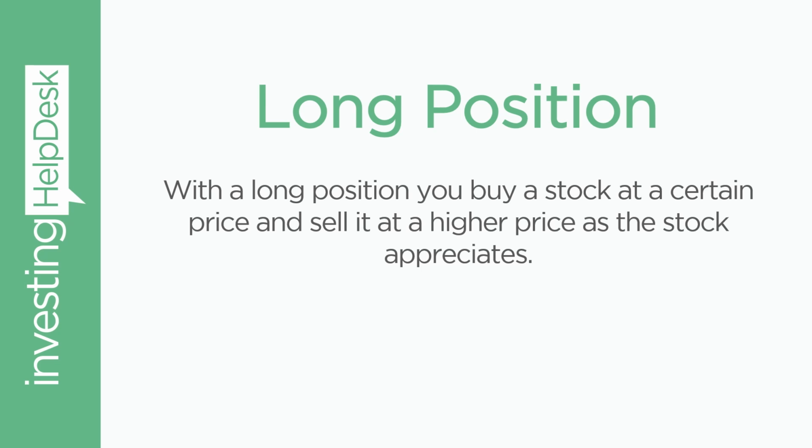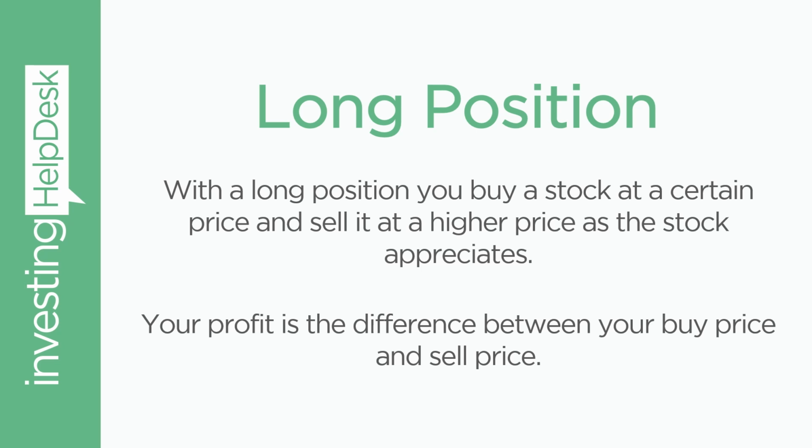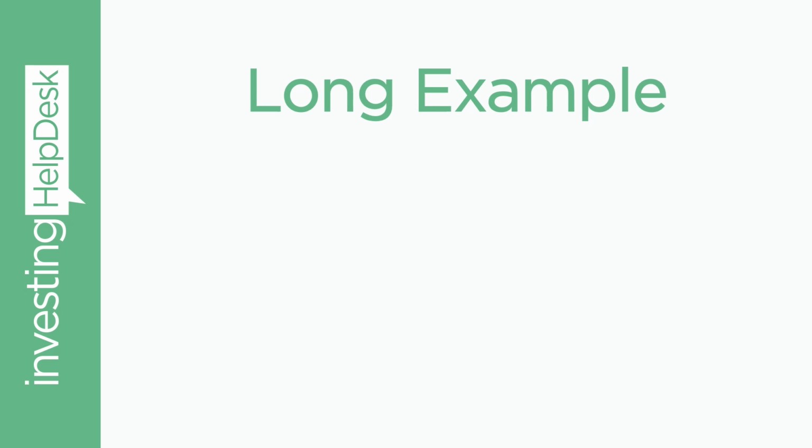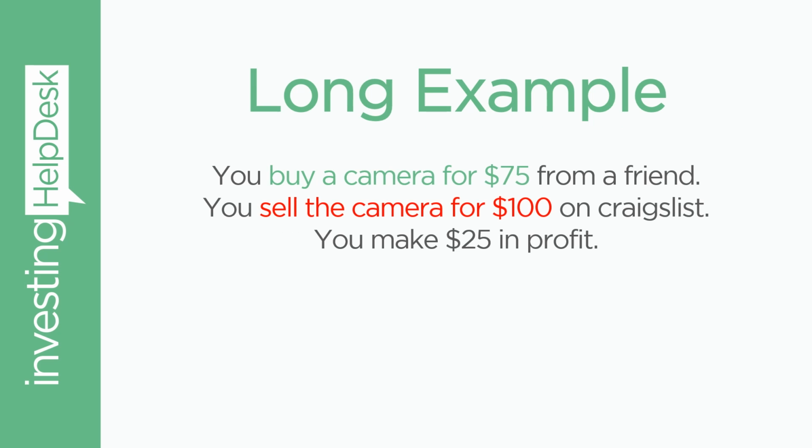Now, the profit that you make is the difference between your buy price and the price that you sell it at. So if we do an example, let's just say in the real world example, you buy a camera for a good deal, $75 from a friend, and then you go ahead and resell that camera on Craigslist or eBay for $100. Now, your profit is $25. That is the difference from when you bought that camera from your friend to the time that you sold it.